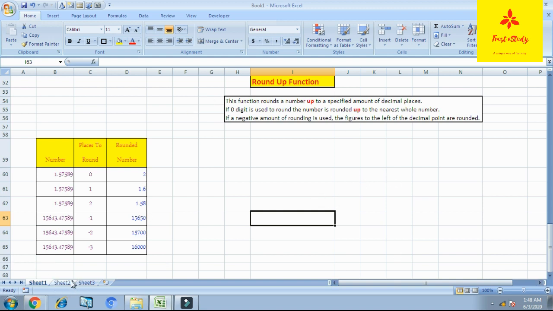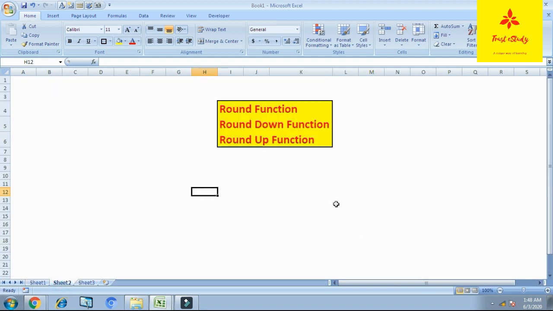So what did we learn today? We learned 3 functions: round function, rounddown function, and roundup function.